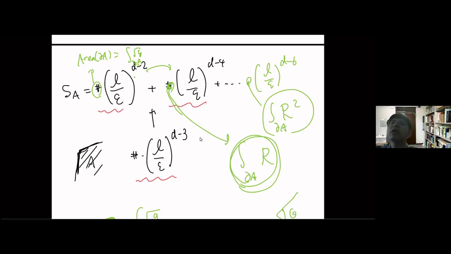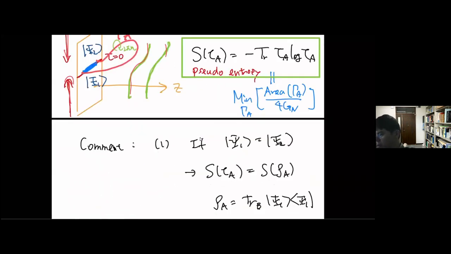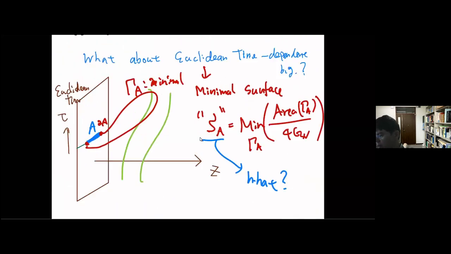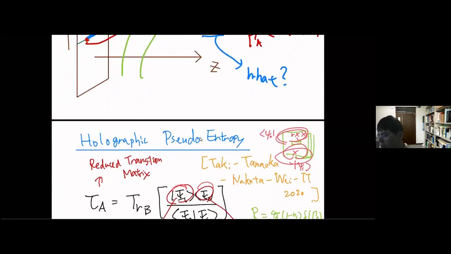And also, there is pseudo entropy. On the right hand side, there is a... Where is the state dependence? On the right hand side, pseudo entropy. State dependent, maybe.